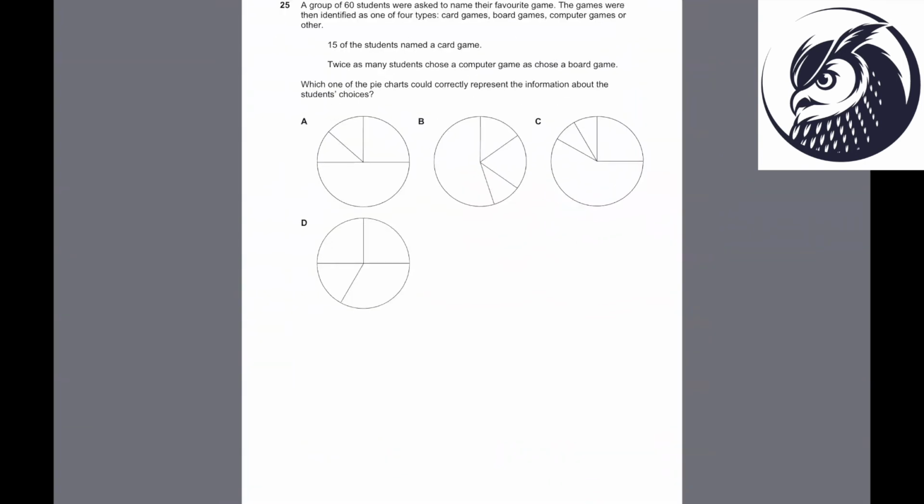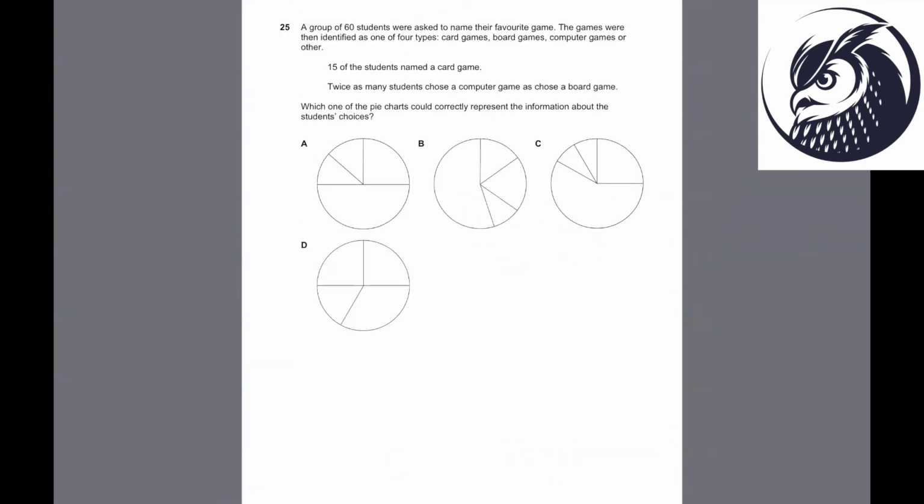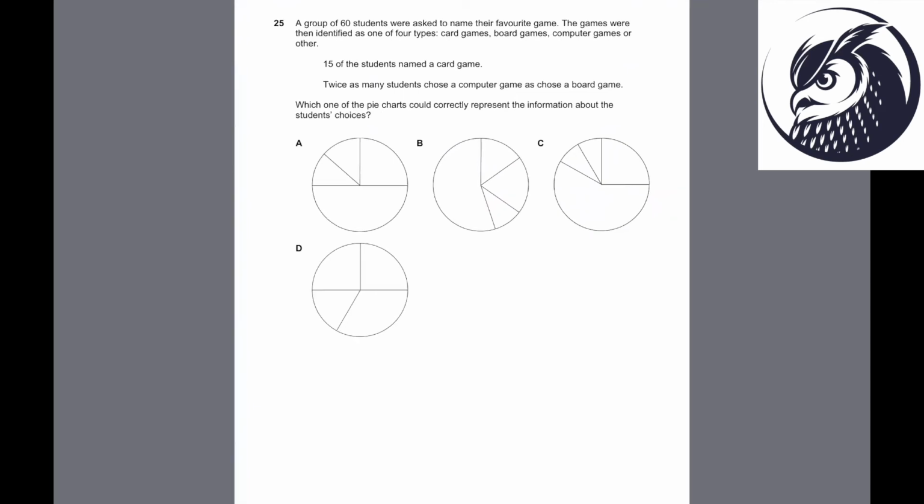All right, let's have a look at question 25 now. Question 25 says there's a group of 60 students asked to name their favorite game. The games were then identified as one of 4 types: card games, board games, computer games, or other. And it's given us, again, some conditions to work with. Okay, so it says that 15 of the students named a card game.